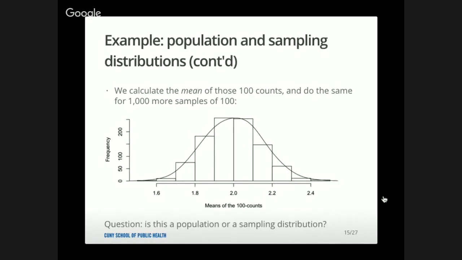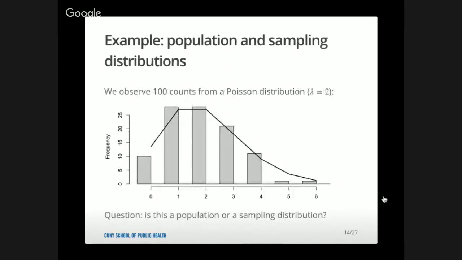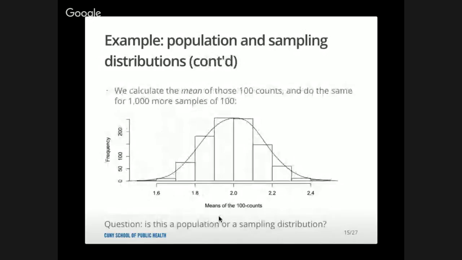Anything else? Before we had just integer values. Yes, so here we have only integer values in the population. We now have a continuous distribution, a continuous range of values because we are calculating means. So even though it was a count distribution, our sampling distribution is continuous. It's not only integers, which is kind of convenient.